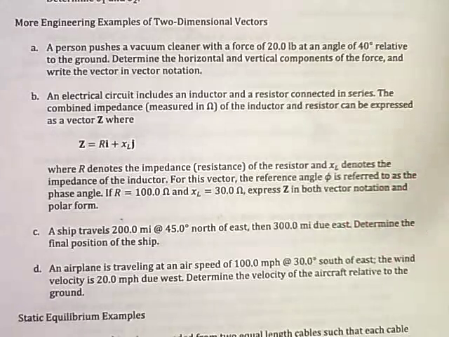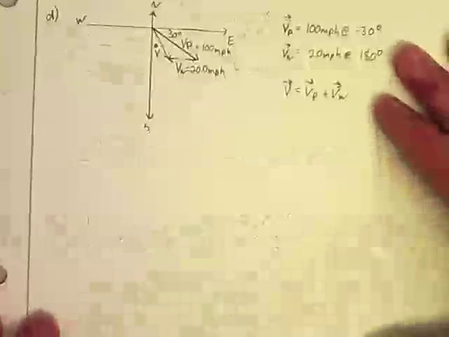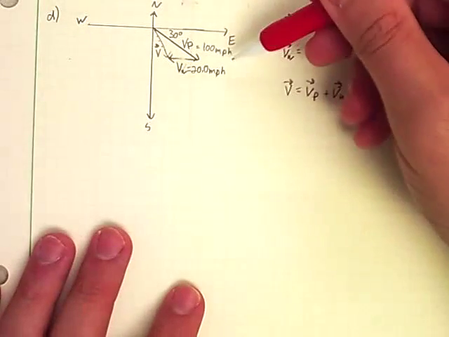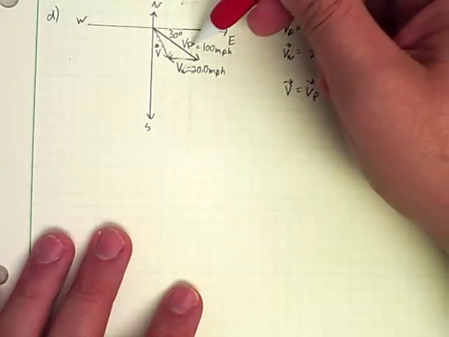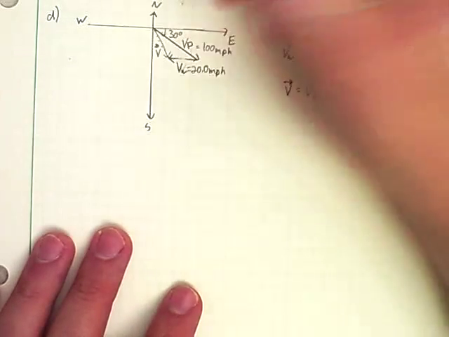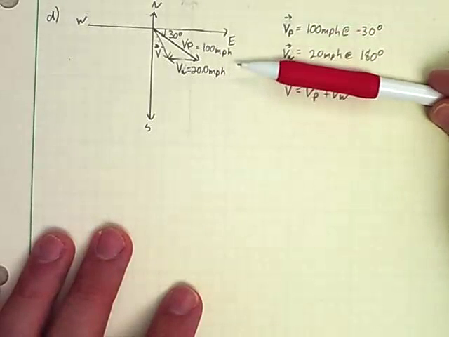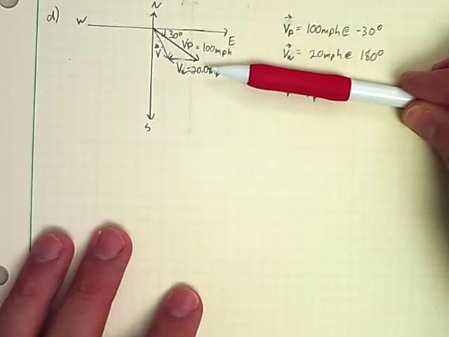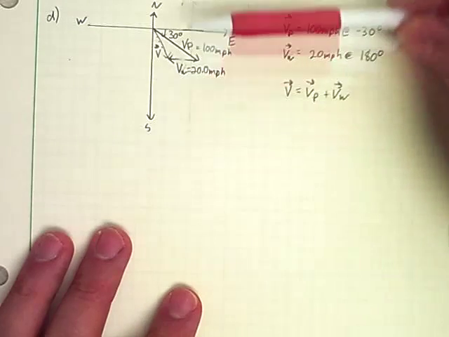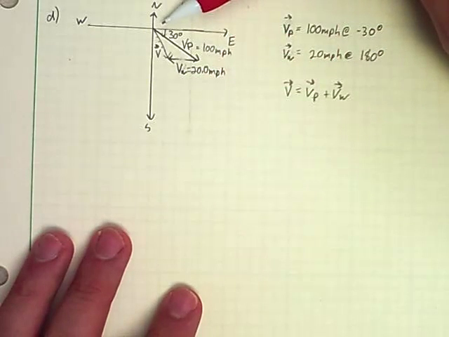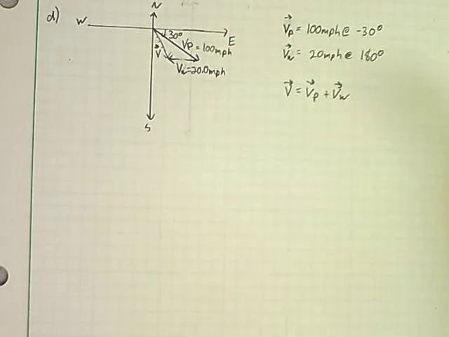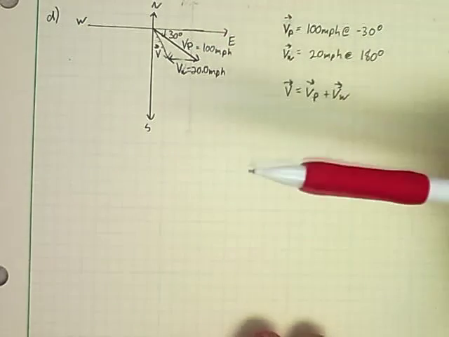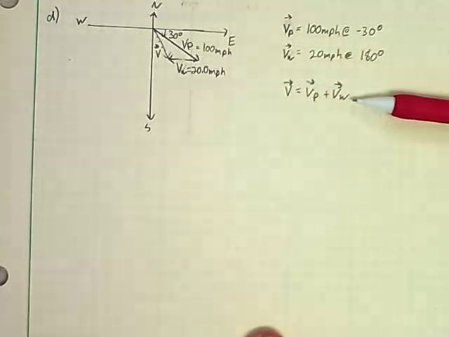So what we have going on is a plane that's flying with its velocity 100 miles per hour, 30 degrees south of east. So that's the 30 degrees right there. And then we have this wind pushing it 20 miles per hour directly to the west. So we need to figure out what direction and speed the plane is actually flying at. And so, of course, the way we do that is we just add those two vectors together.